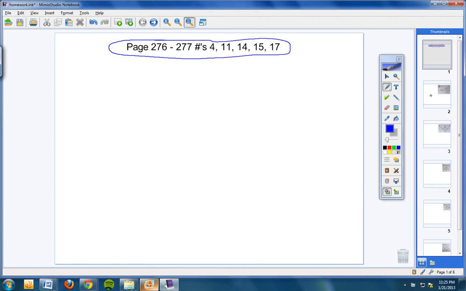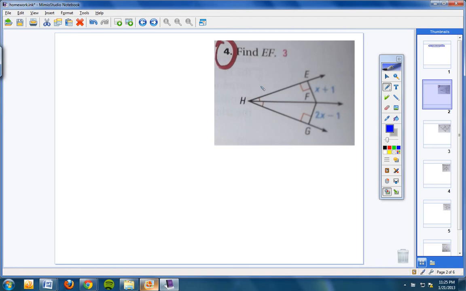Alright, let's go ahead and take a look at number 4. Number 4 states to find the length of EF. Well, here's E, here's F. Find this length right here.